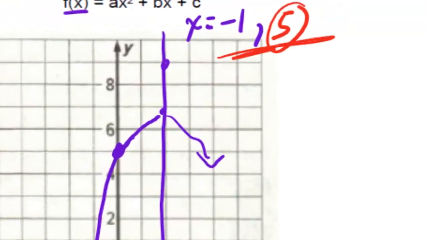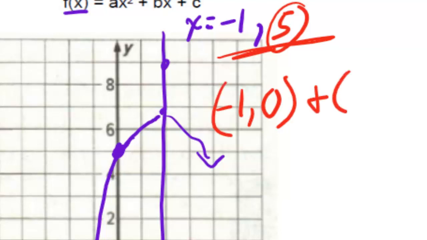So here are my two solutions, -1 and 5. Now their ordered pairs are actually (-1, 0) and the ordered pair (5, 0). But again, the solutions are just the x coordinates of those intercepts themselves.